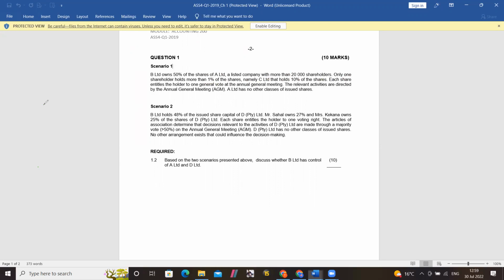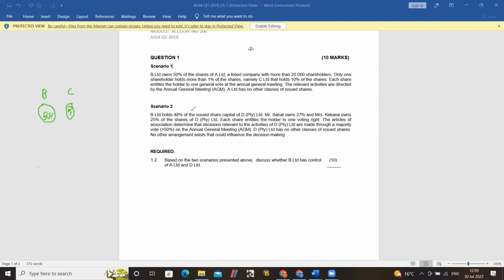So we know that we have B, who owns 50%, and we have C, who owns 10%. Those are the ones that we can see so far. And they tell us that each share entitles the holder to one general vote at the annual general meeting.